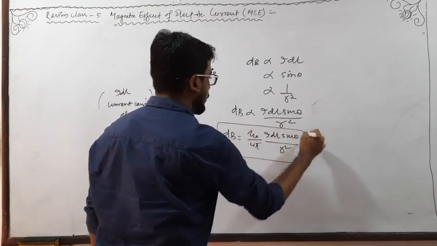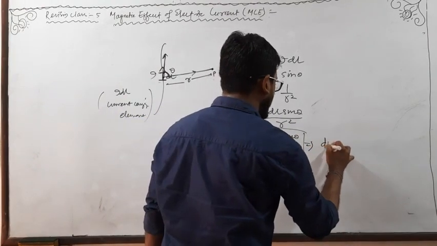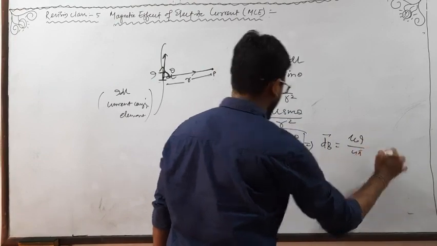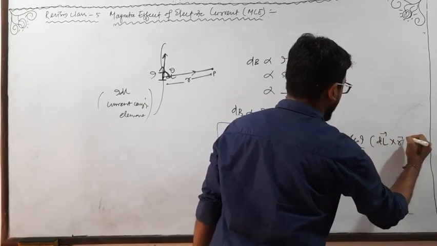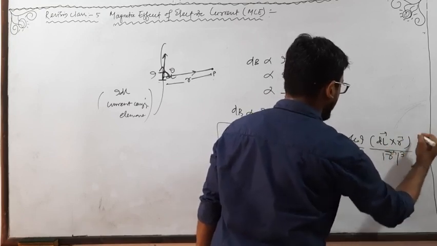This is the scalar form of Biot-Savart's law. In vector form, it is written as: dB vector equals mu naught I by 4 pi into dl vector cross r vector, divided by the magnitude of r vector cubed.